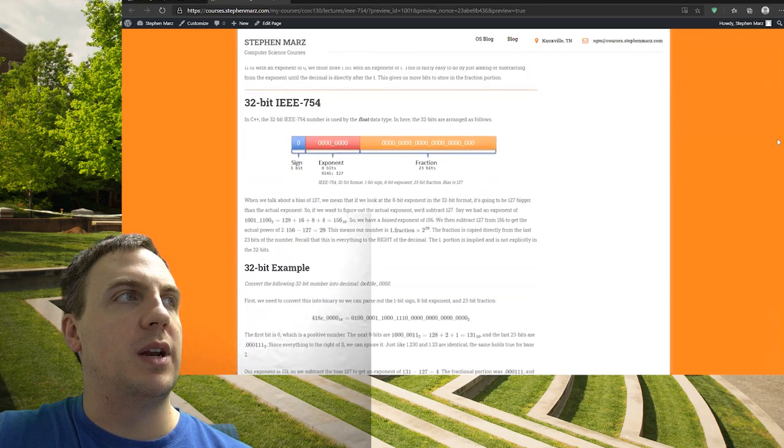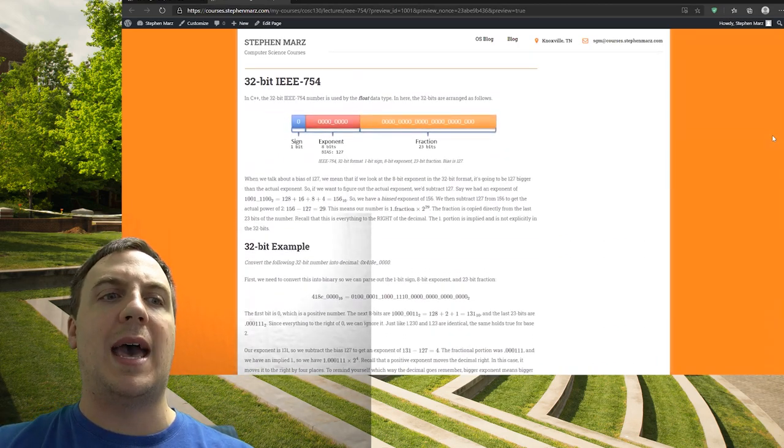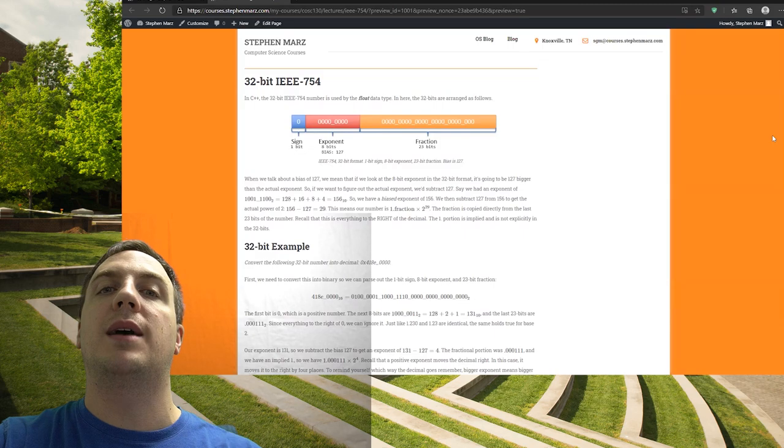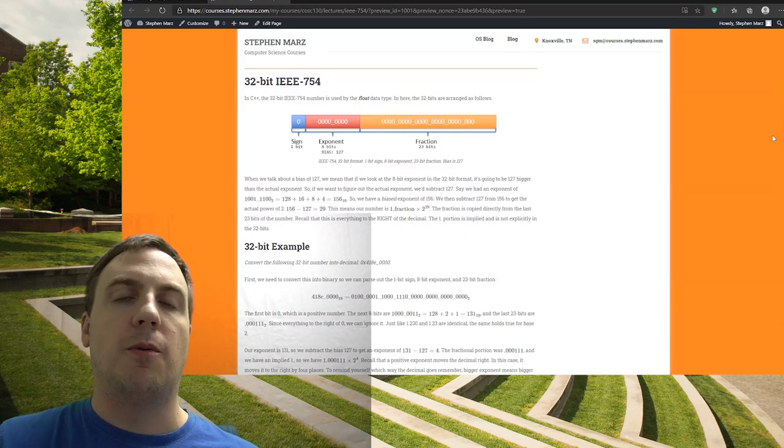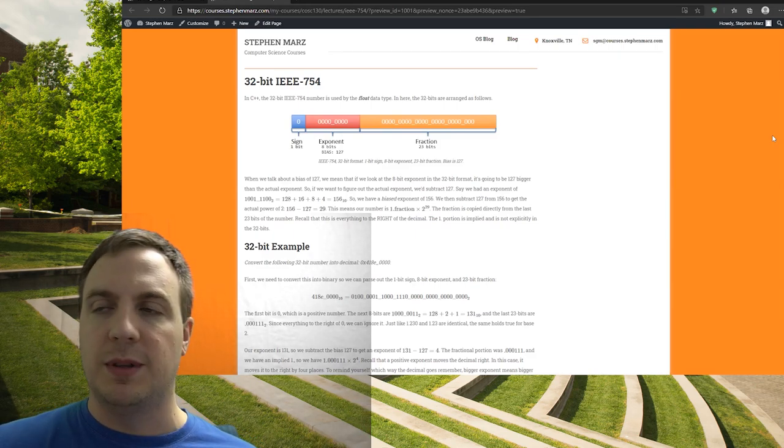Once again, this is scientific notation. So we're going to look at, in C++, float and double. Float is a floating point number, whereas double is a floating point number with just double the precision. We just double the size of it.